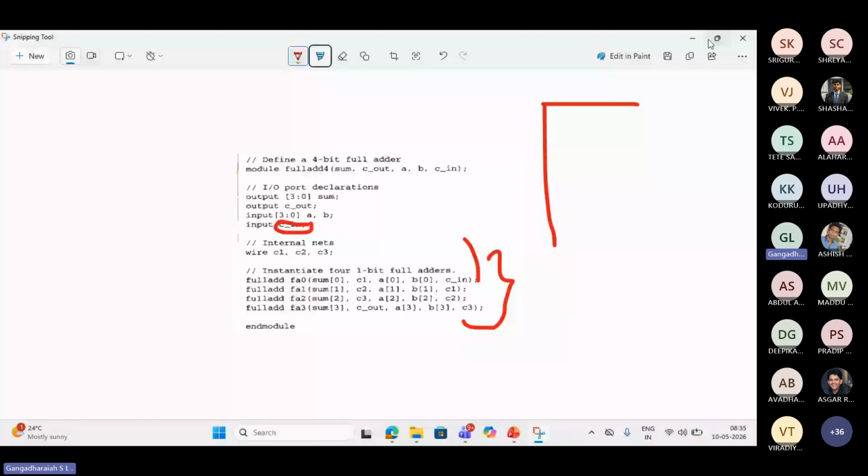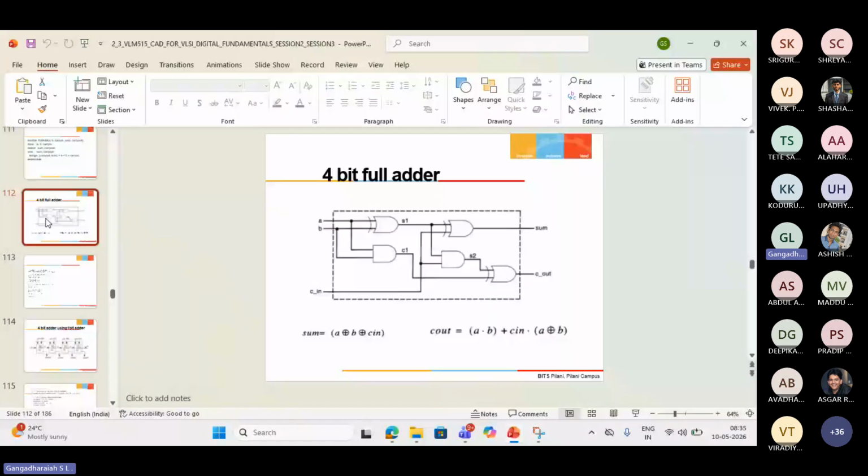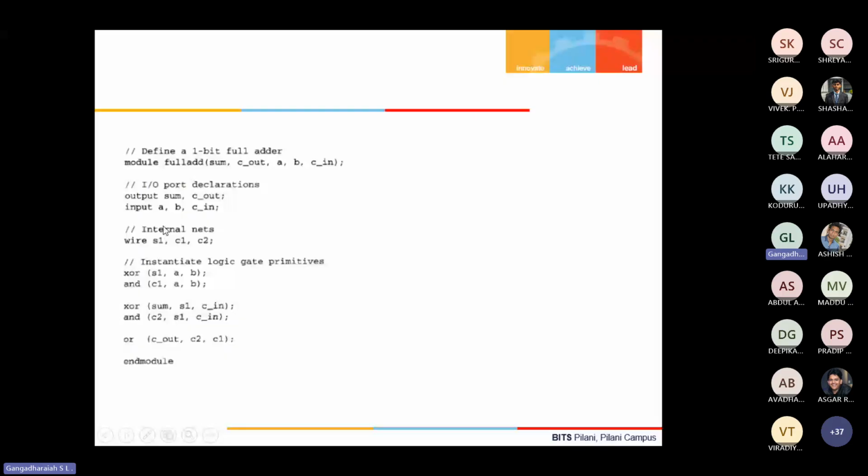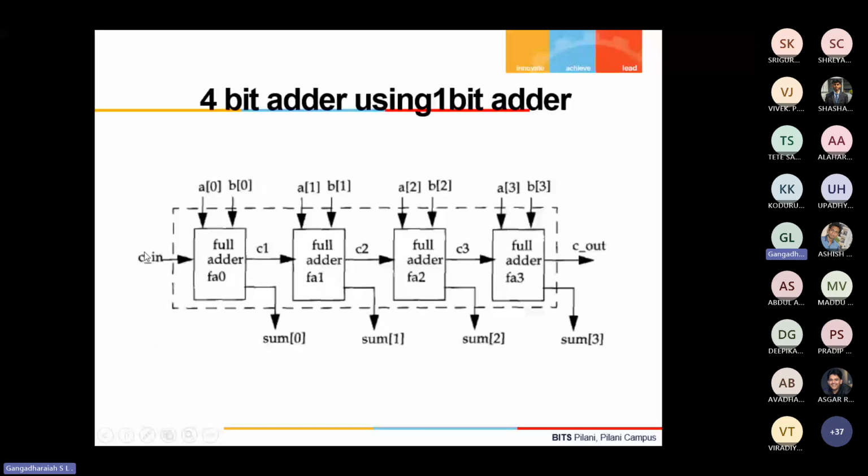See, look at this. This is how A, B, Cin is. Please understand. And my Cin is available here. This is my Cin. Is it clear now, for the full adder? Yes, sir. Is it visible? Is it clear? Yes, sir.